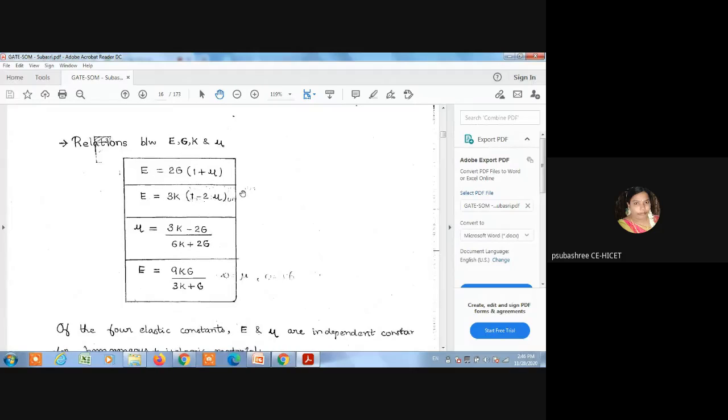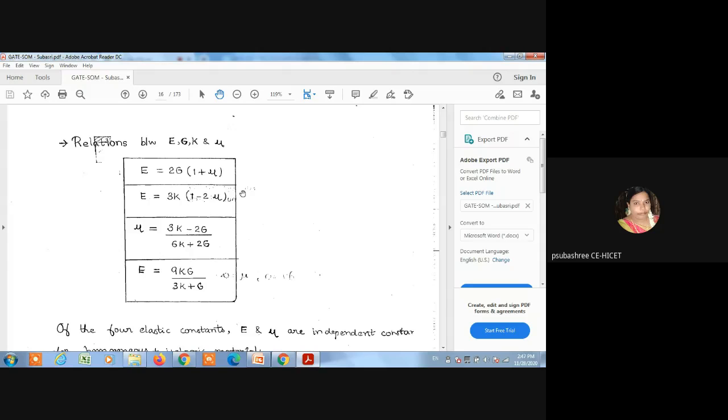These are the relations between Young's modulus, shear modulus, bulk modulus, and Poisson's ratio. It's a very important formula. The 1 mark and 2 mark questions are taken from these elastic constants. The first is capital E, which means Young's modulus or modulus of elasticity. Capital E is equal to 2G into 1 plus mu.